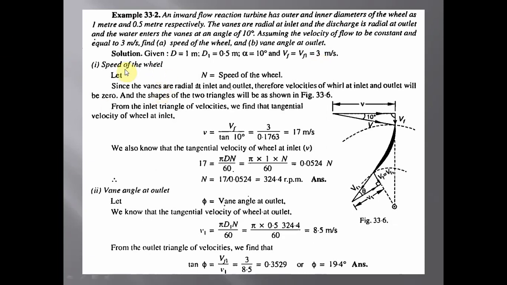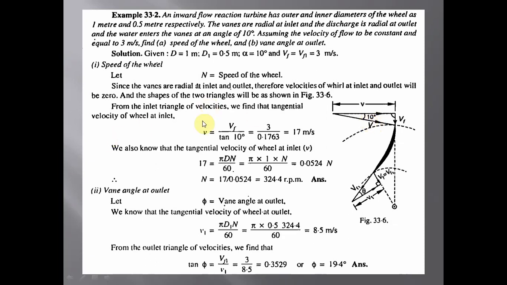Okay. So speed of the wheel, let N be the speed of the wheel. Since the vanes are radial at inlet and outlet, therefore velocity of whirl at inlet and outlet will be zero, and the shape of the triangle will be as shown in the figure. This is the velocity triangle at inlet, and this is the velocity triangle at outlet. Here this is the 10 degrees.